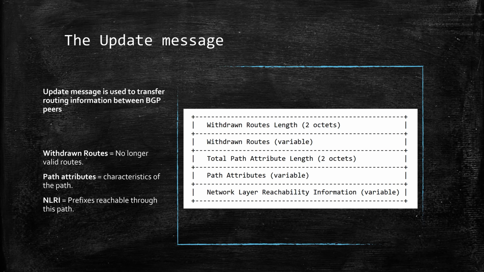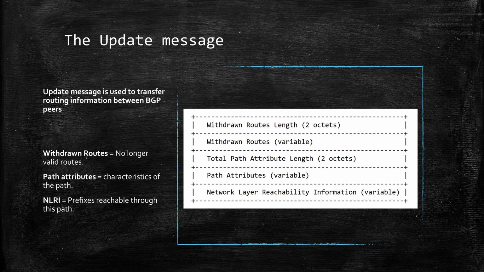The update message is the most important one. In this lesson I will be brief about it, but we will talk more about the update message in upcoming lessons. For now, what you need to know about the update message is that it is used to transfer routing information between two BGP peers. The update message can signal routes that are no longer reachable through the withdrawn routes. It can also simultaneously in the same message signal a path with its characteristics through the path attributes.